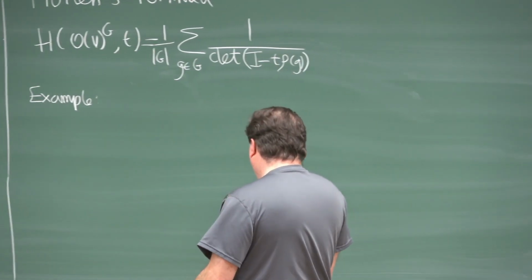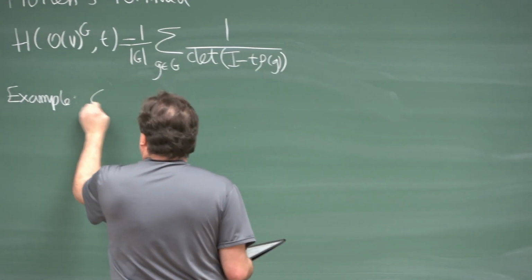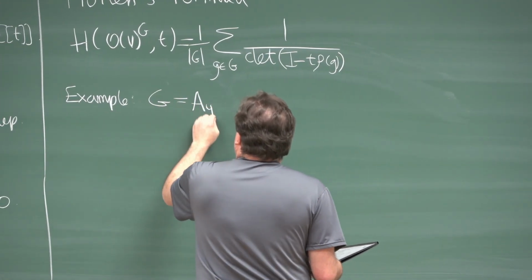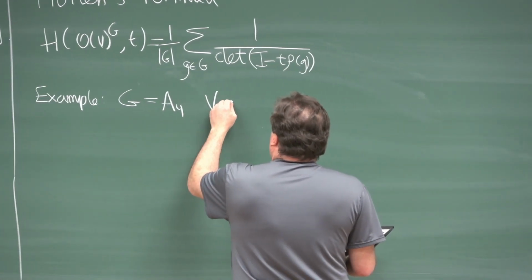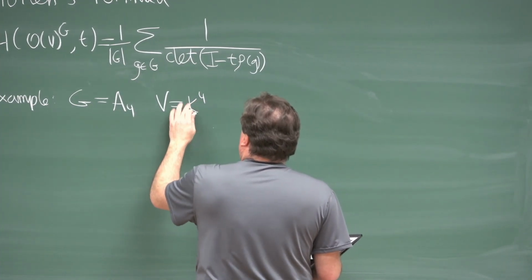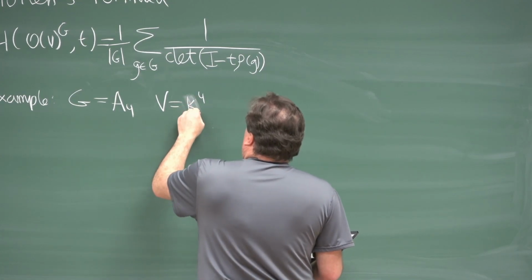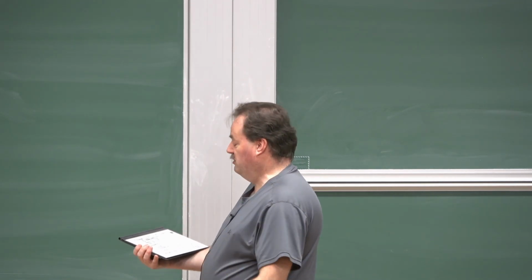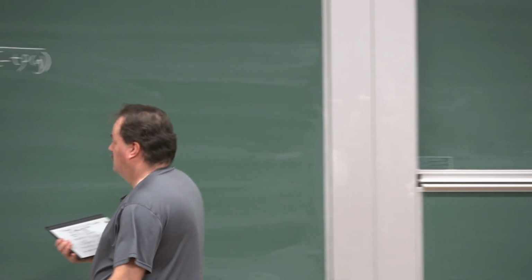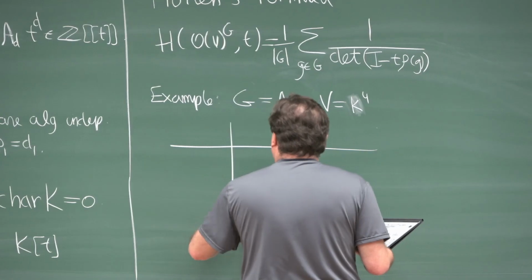So this is really fairly easy to compute, so you can do it by hand. For example, if you take G is A4 and V is K4, just the example that we did before, but for n equal to 4. So G acts by permutations. Then we can look at the group elements.